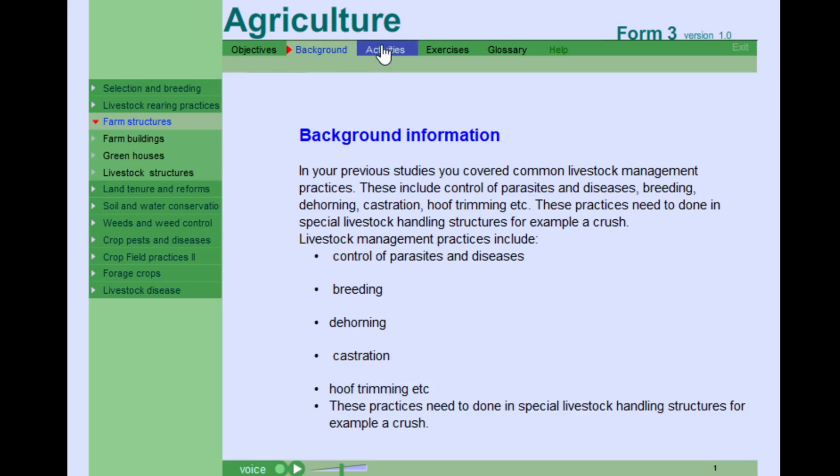Background information. In your previous studies, you covered common livestock management practices. These include control of parasites and diseases, breeding, dehorning, castration, hoof trimming, etc. These practices need to be done in special livestock handling structures, for example, a crush.